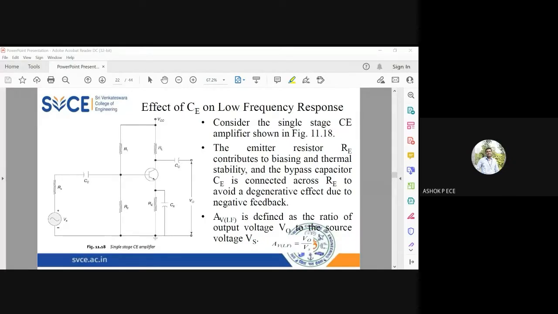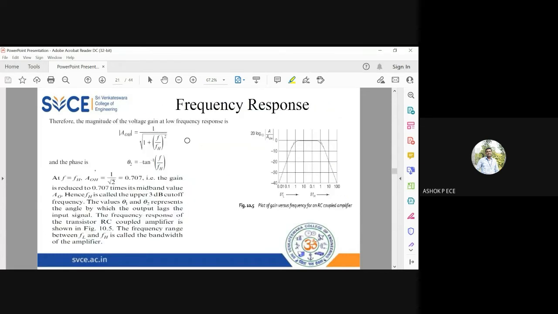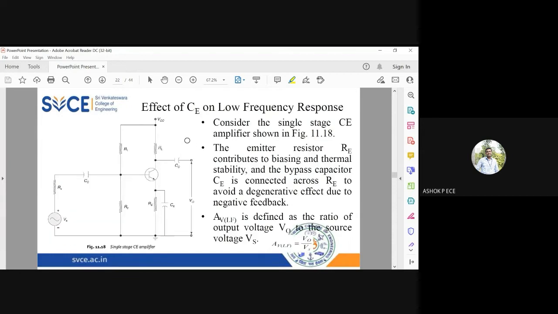Okay, so we have seen about the basics of cascading common emitter amplifier in the last class. So now we are going to see, in a single stage common emitter amplifier, what effect is going to happen because of this capacitance CE and RE in the circuit. So we are going to see what is the effect of this capacitance CE and the coupling capacitance on the frequency response of my common emitter amplifier.